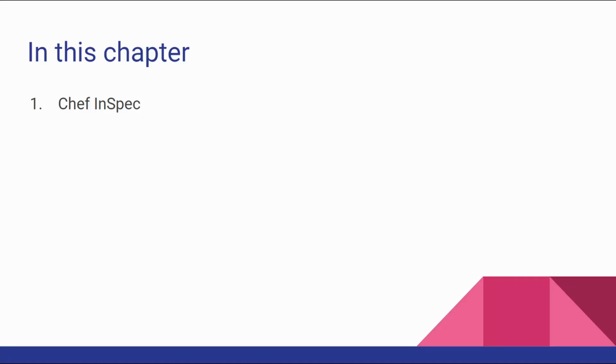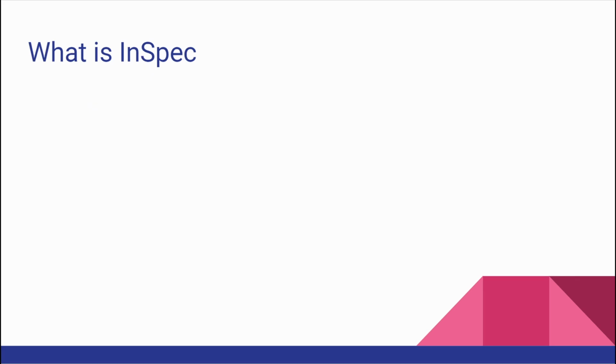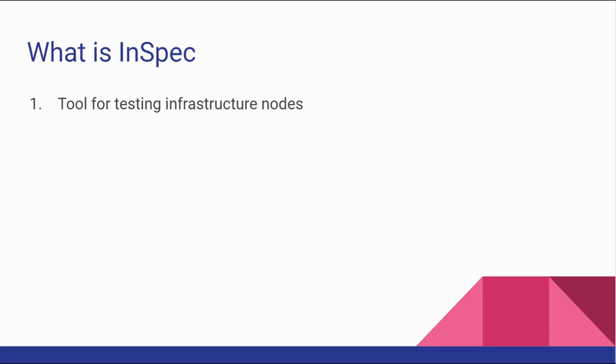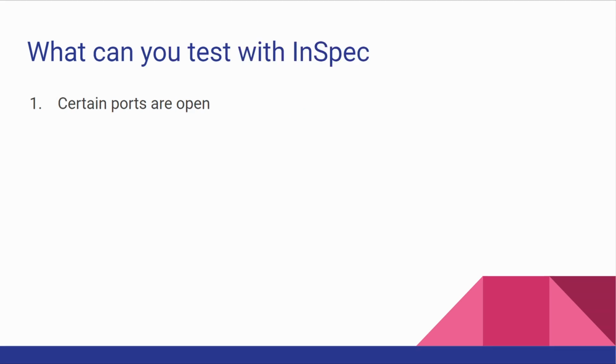Welcome to the last part of the short tutorial series on Progress Chef. In this section, we'll talk about Chef InSpec and what it can automate for you. Chef InSpec is a tool to test your infrastructure nodes using a predefined set of criteria. For example, you can test if certain ports are open or if a service is running.